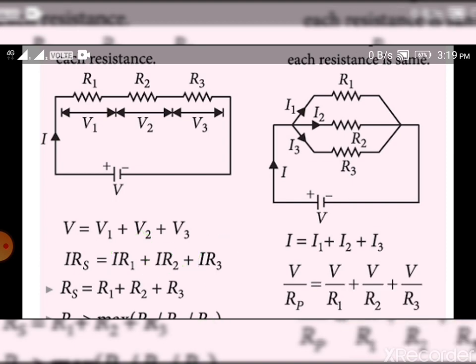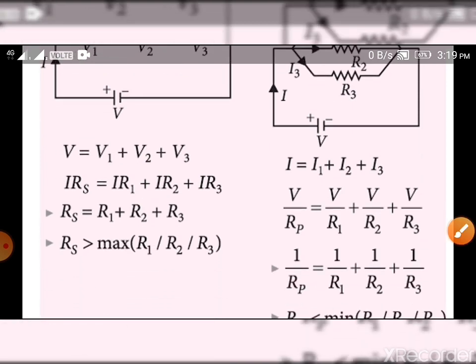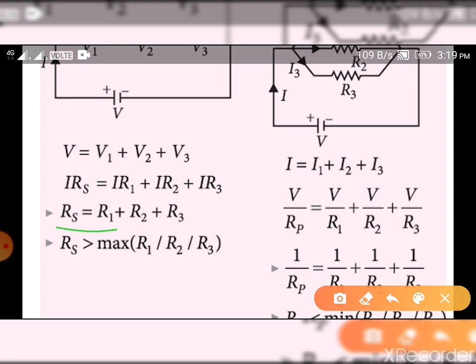See the equation. I is common on both sides, so it is taken outside and cancelled. The remaining thing is RS equal to R1 plus R2 plus R3. So the effective or equivalent resistance of the three resistors, RS, the resistance in series connection, is equal to the sum of the individual resistances R1, R2, R3. This is in series connection.